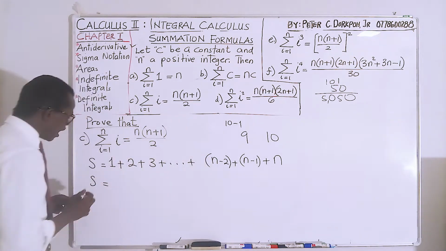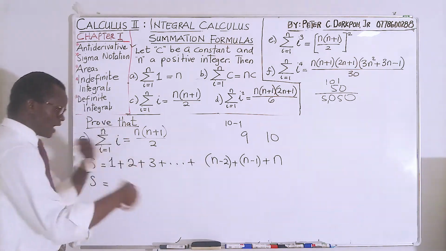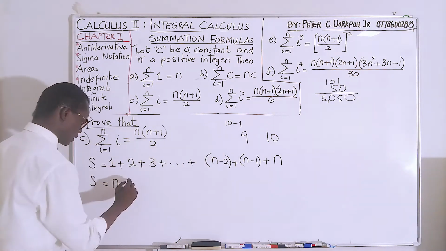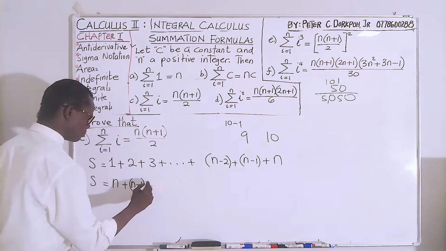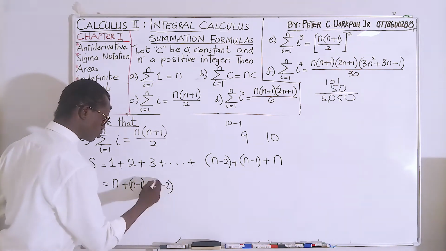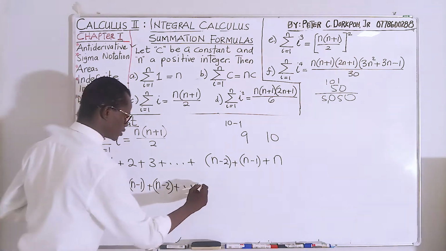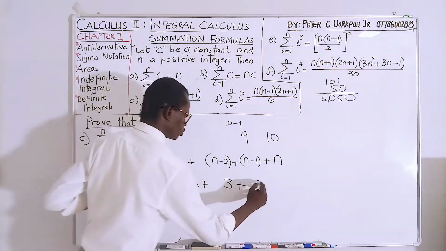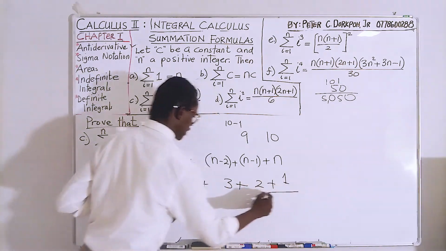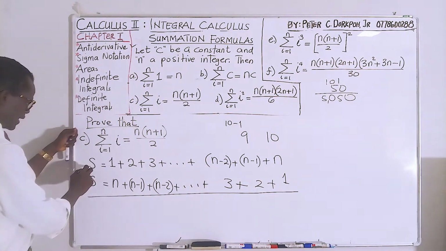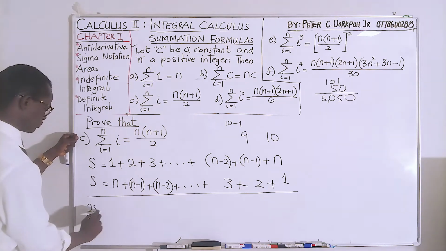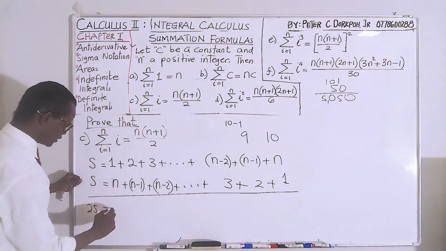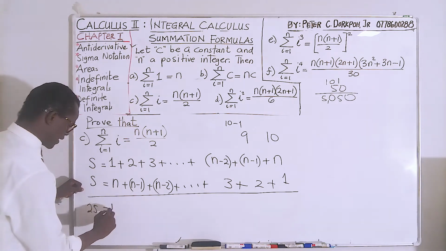So we now want to find the next sum by taking a reverse. We start from the end: n plus n minus 1 plus n minus 2 plus dot, dot, dot, plus 3 plus 2 plus 1. Then we find the sum. S plus S is 2S. 1 plus n is what? n plus 1, right?